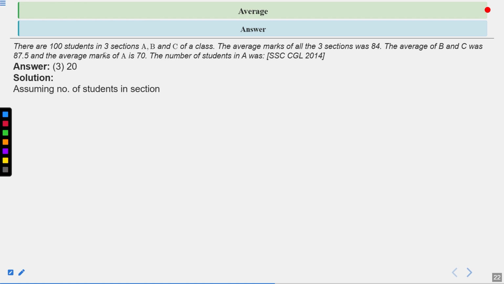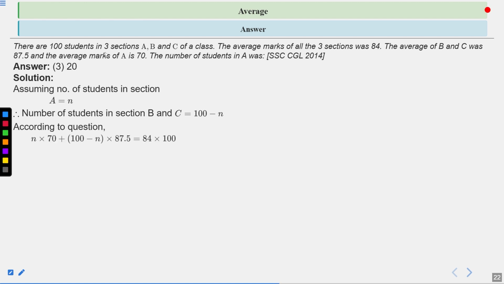Assuming the number of students in section A, we let it be n. So the number of students in sections B and C becomes 100 minus n, because the total is 100 students. According to the question, we can say that n into 70 plus (100 minus n) into 87.5 equals 84 into 100, because the average of all students in the three sections is given as 84.